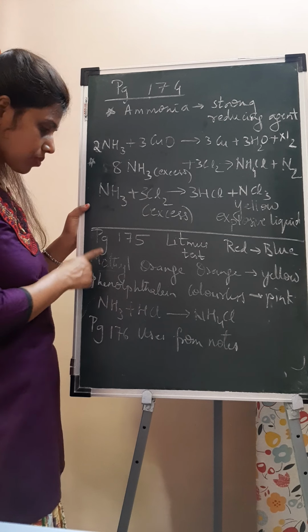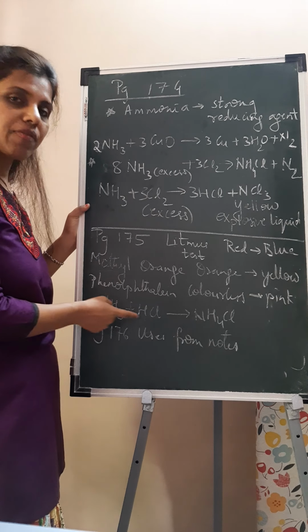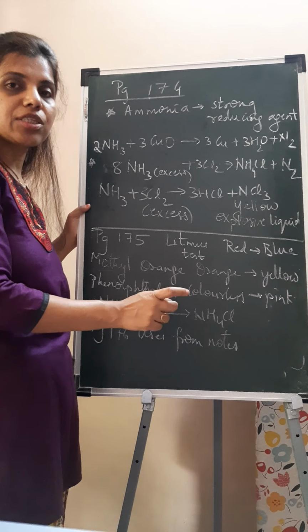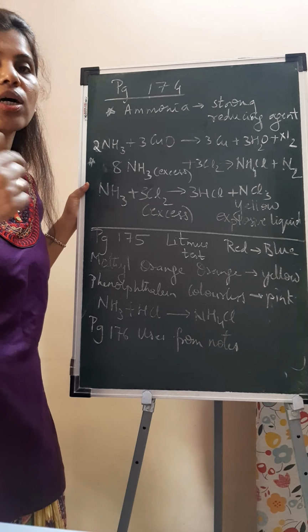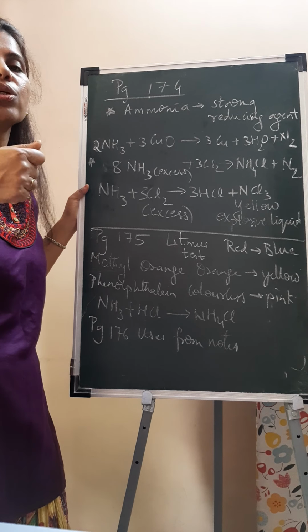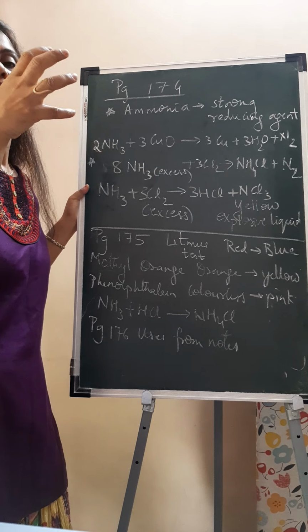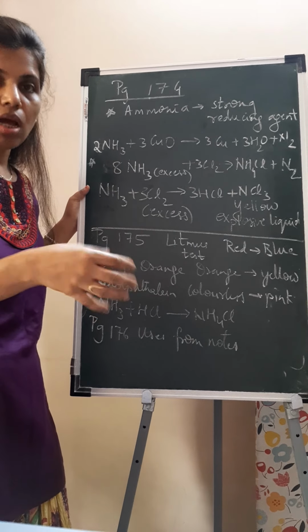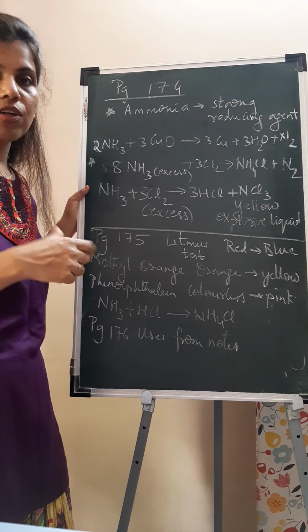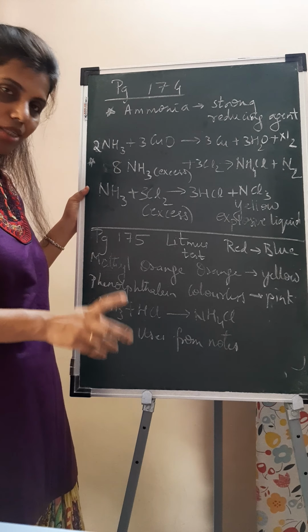After that, on the same page 175, you have to remember that when ammonia reacts with HCl, you get ammonium chloride. This is a very important reaction, and also the confirmatory test for ammonia, the identification test. When you dip a glass rod in HCl and take it near the mouth of the jar containing ammonia, you see white dense fumes of ammonium chloride. That is the identification or confirmatory test of ammonia. So this reaction equation is important.